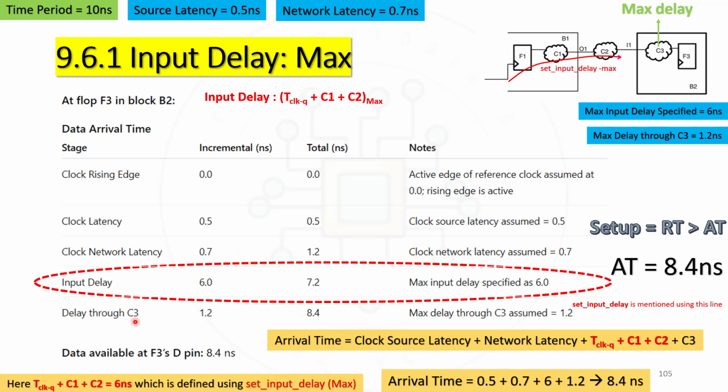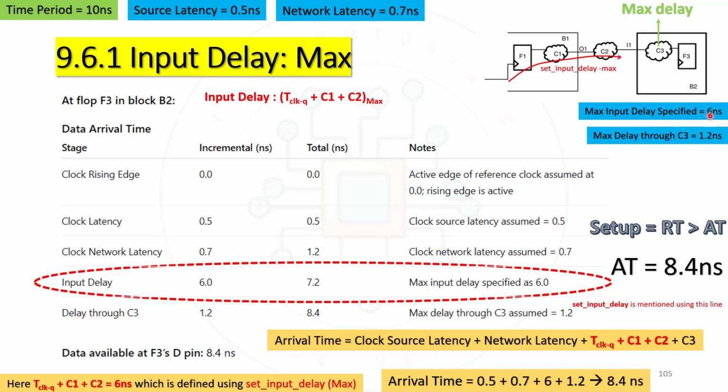Now delay through C3. As we are going for max analysis, we have to assume the maximum combo delay for C3. So this 7.2 followed by 1.2. Here 1.2 is the maximum delay that we are taking for C3. So 7.2 plus 1.2 will give 8.4 nanosecond. The maximum delay through C3 assumed is 1.2. So remember this point. I have mentioned it clearly here.